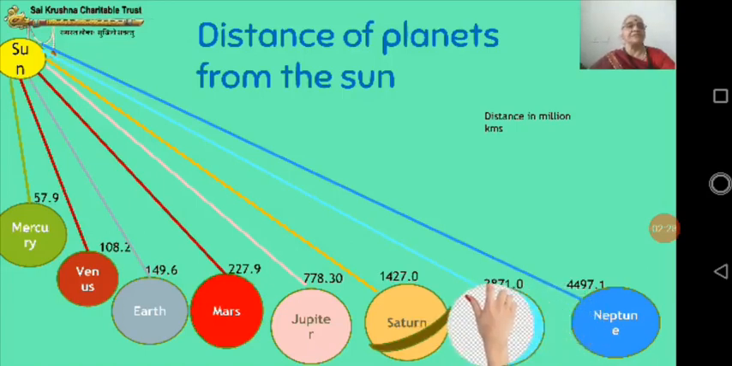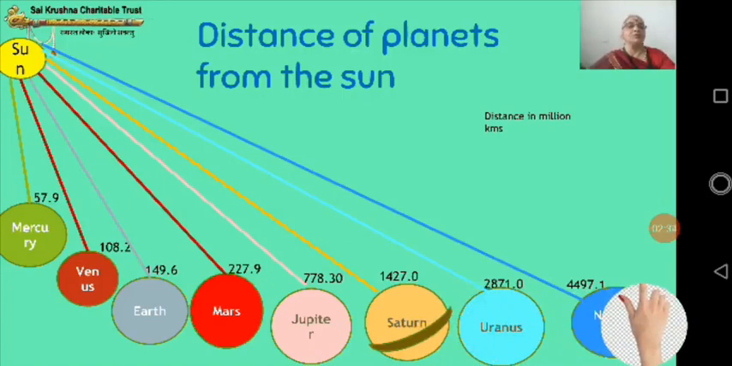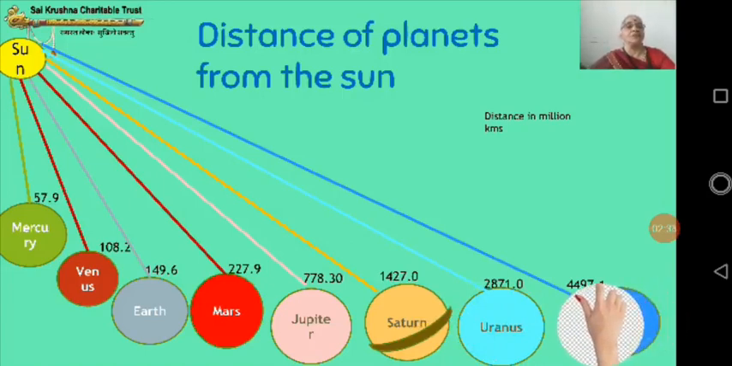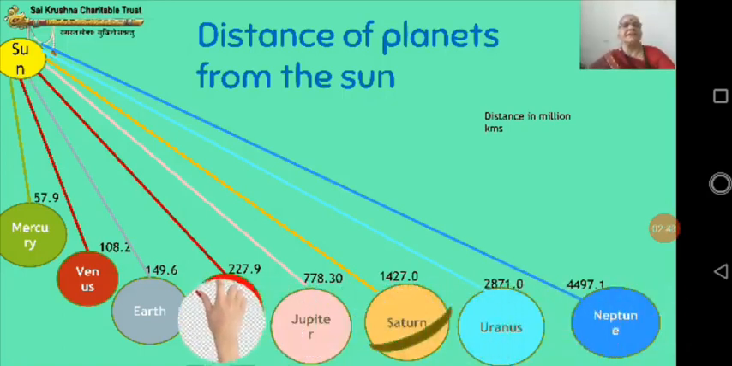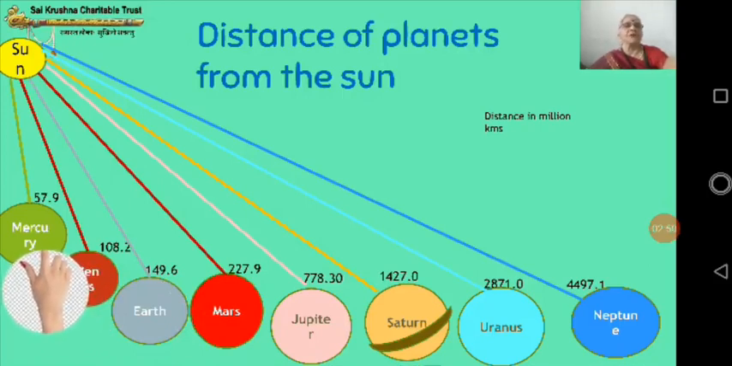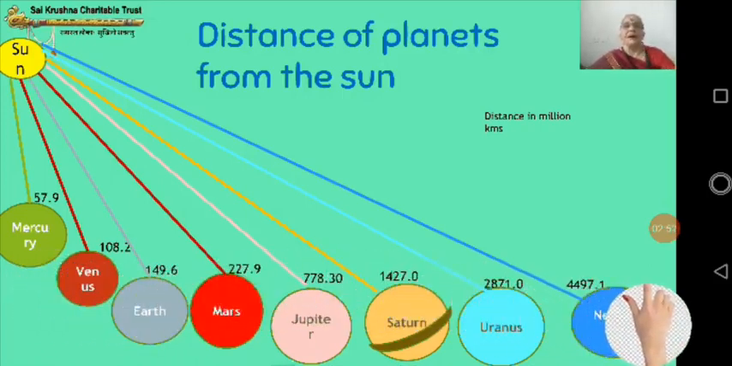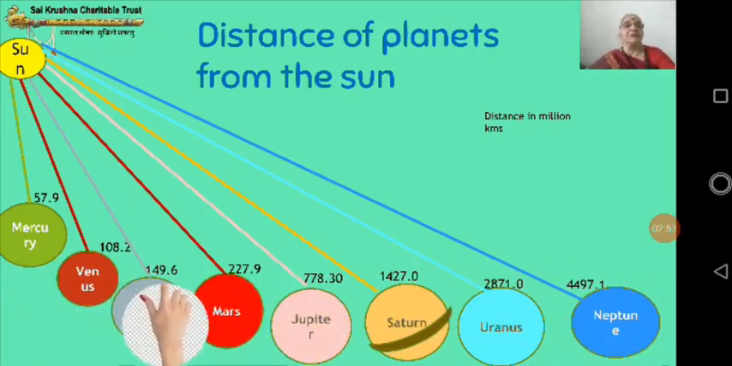Uranus 2871 million kilometers and Neptune 4497.1 million kilometers. So what do you see? Where does the Earth lie compared to all this? It lies at a very, very good distance from the sun, neither too hot as Mercury nor too cold as Neptune. So our Earth is indeed a unique planet because of its position in the solar system.